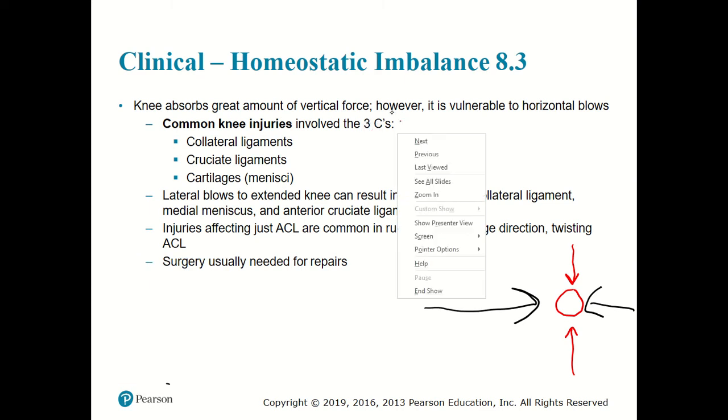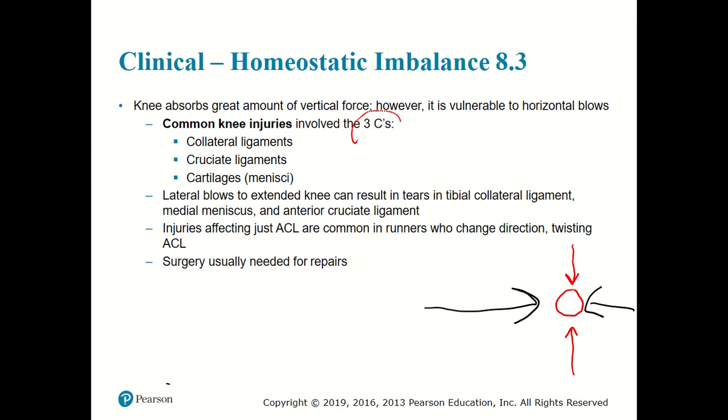usually common knee injuries involve what we call the 3 C's, right? The 3 C's. And what are the 3 C's, right? The injuries that involve the collateral ligaments, the injuries that involve the cruciate ligaments, and then injuries that involve the cartilages, and in particular, if you notice, this is the menisci, right? The special type of additive feature that some synovial joints have, and the knee joints, in fact, have this as well, right?